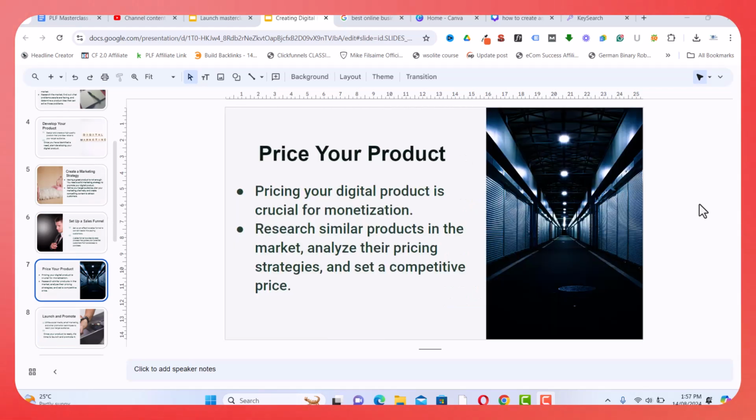Then the next step is to price your product. You determine the price of your product. This is a very important and crucial aspect because if the price of your product is very low, then people may think the product is low quality. And if the price is very high, then people may run away from it. So you need to know how to structure your price. The first step is to look at other products in the market and check how they structure their price. So pricing your digital product is crucial for monetization. Research similar products in the market, analyze their pricing strategies, and set a competitive price for your product.